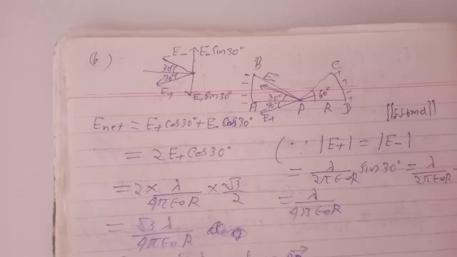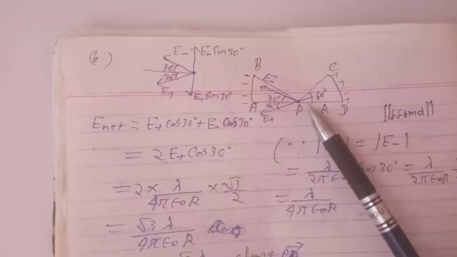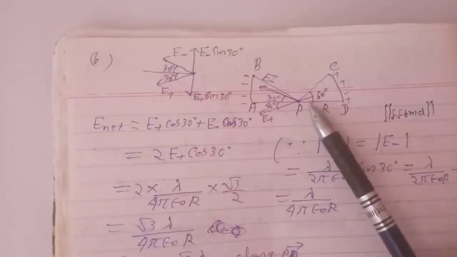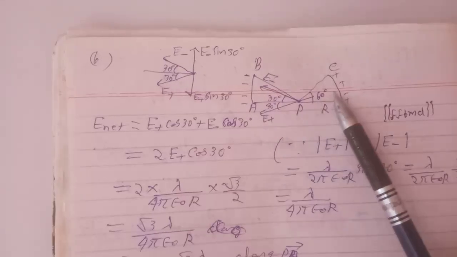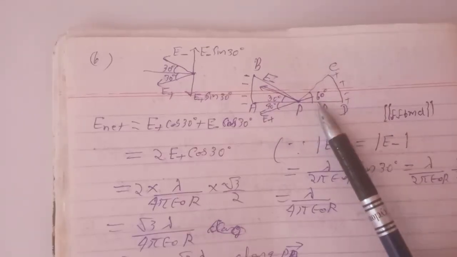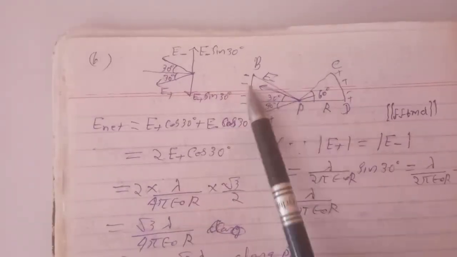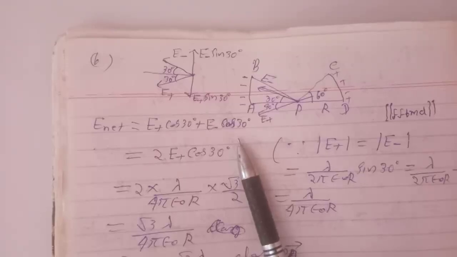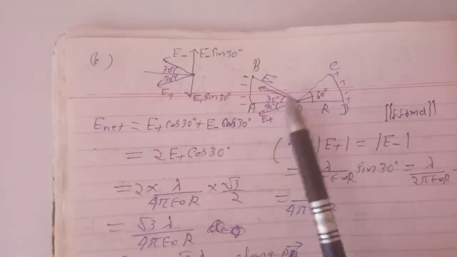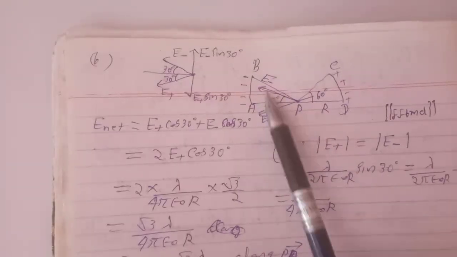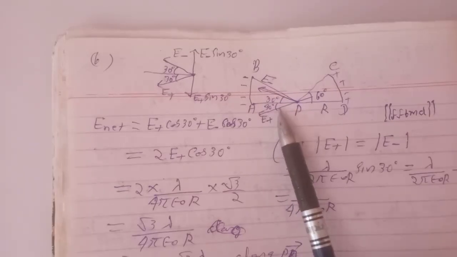Next, here the situation is shown. This is a positive charge and this is 60 degree given, so its resultant will be at 30 degree from this line, so this will be 30 degree again. For this it will be 30 degree, and this whole will be 60 degree. The angle between these two fields is 60 degree.